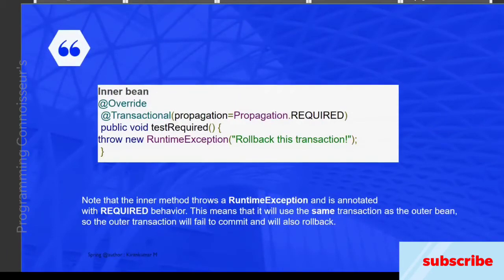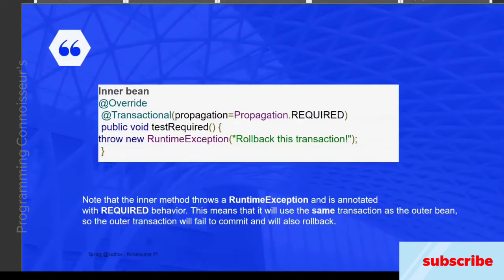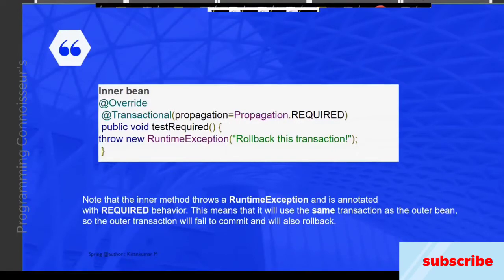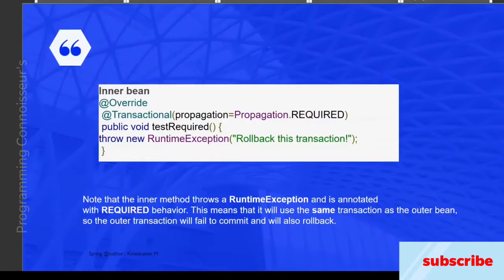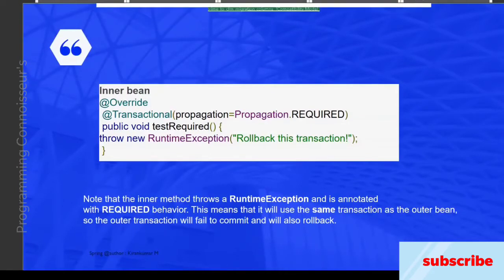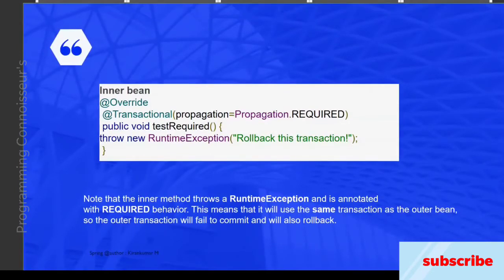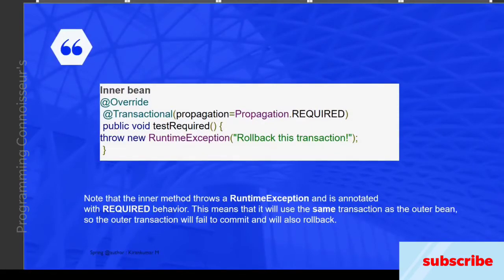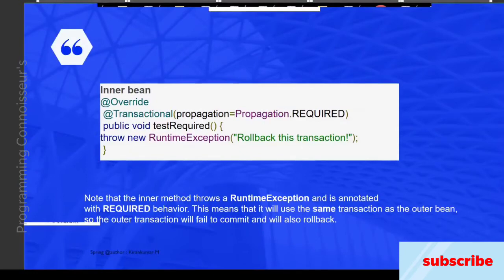So if you say a method has the transaction and propagation is required, and if you call another method inside which is doing some business, the second call will take the existing transaction if the transaction is already created. Otherwise, it will create its own new transaction. So that's the definition of required.